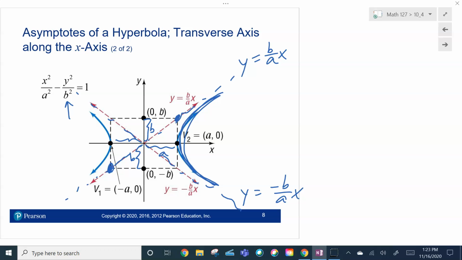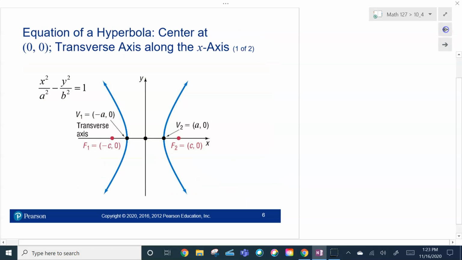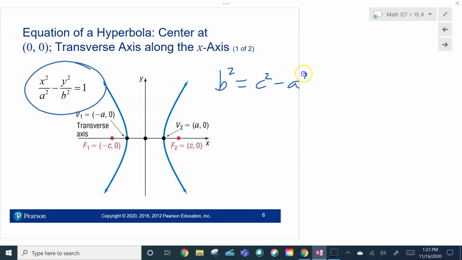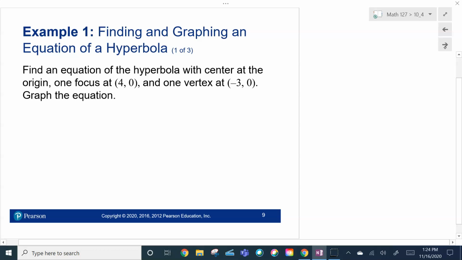Okay, so in other words, they're asymptotes. As you go out further and further, it gets closer and closer to the asymptote. The further it goes out, the closer it gets to the dotted line, the asymptotes. So again, you want to remember this relationship. You want to remember if it opens right or left and the center's in the middle, b squared equals c squared minus a squared, and then the asymptotes, we'll run through examples, plus or minus b over a x. Okay? Alright, let's run through some examples.